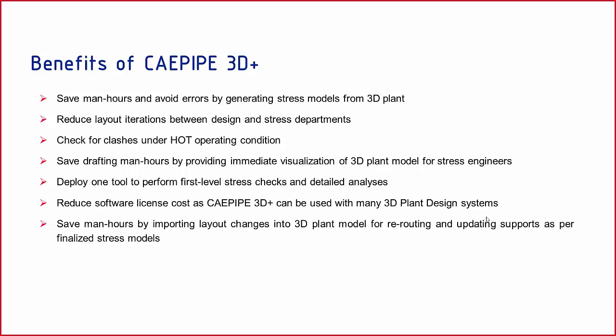Then we also have it for CAEPIPE. Again, we have access to that database. We can take any changes to the stress model done by the stress engineer back to the 3D system, those 3D systems. I'm talking about E3D, PDMS, and CAEPIPE, as what is called reference 3D geometry, so that the 3D designer can route the pipe again using those reference geometry. So there are a number of benefits. So in short, next slide please.